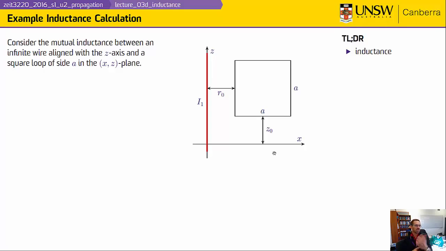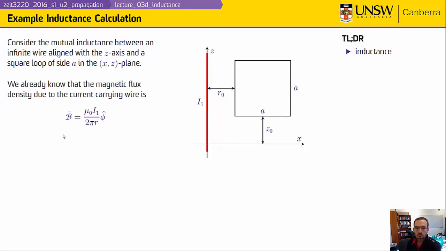So let's talk about an example. And let's try to compute the mutual inductance between an infinite wire aligned with the z-axis and a square loop. And so here's my wire. My wire is carrying current I. That current I is going to set up a circulating magnetic field. So if I have a current I flowing like this, that's going to set up magnetic field lines that rotate around, and those magnetic field lines are going to be into the screen over here. So I'm going to have a flux going through this loop.